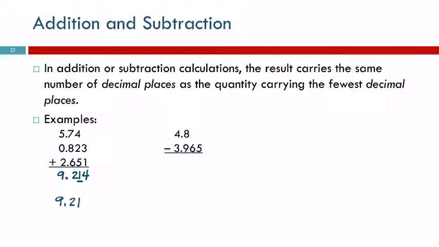So let me explain that to you a different way. So I'll change pen colors here. In the number 5.74, which digit is uncertain? The 4. It's always the last one. That one's uncertain. In 0.823, which digit is uncertain? The 3. And in 2.651, the 1. So let's think about this then. If we were going to do this the hard way, just using our heads, right?